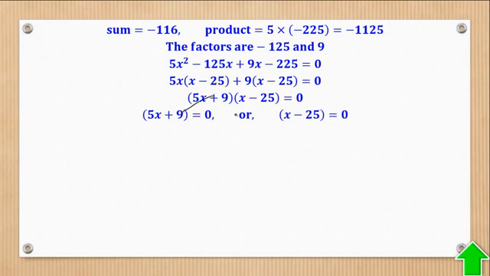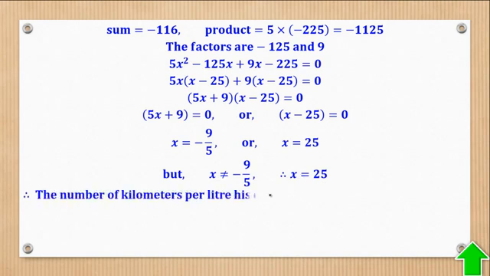Either this is equal to 0 or this is equal to 0, therefore x is this from here and x is this from here. But x cannot be negative, therefore x is 25. So I'll conclude that the number of kilometers per liter his car gets during city driving is 25 kilometers per liter.